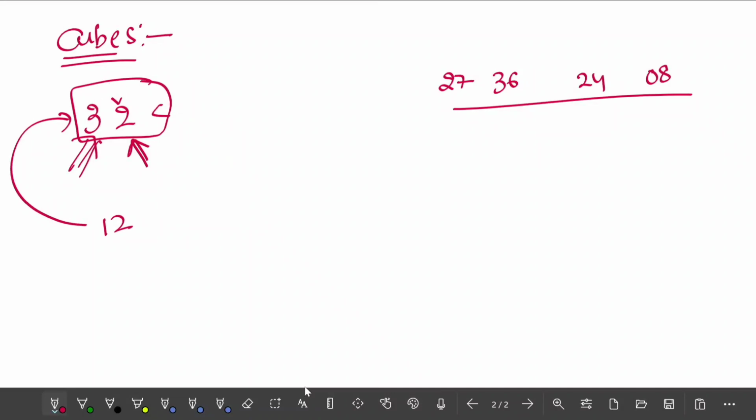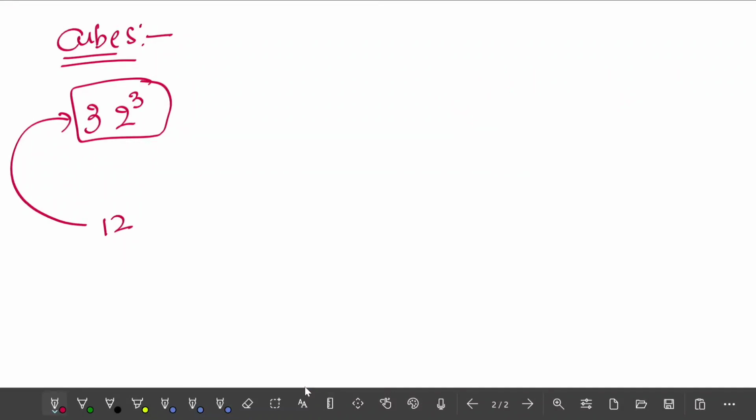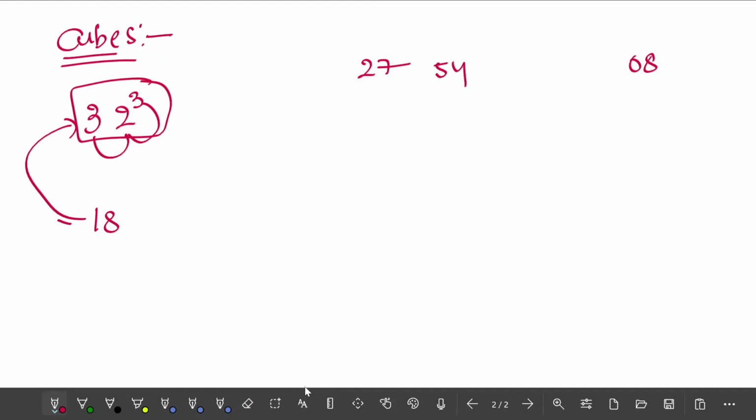It's not square, no, it's cube. It's cube. 3. 2s are 6, 6 3s are 18. It's 18. What is 18 3s? 27, and here it is 8. 18 3s, it's 54. 18 2s, it's 36. This is how the number should be.